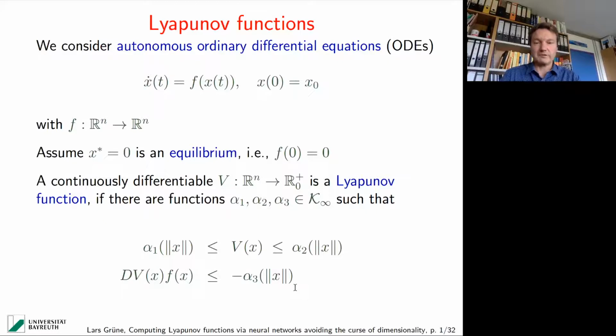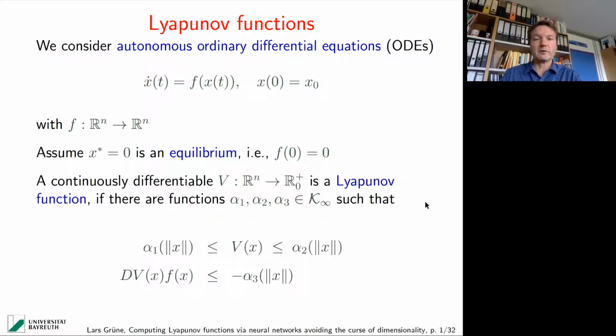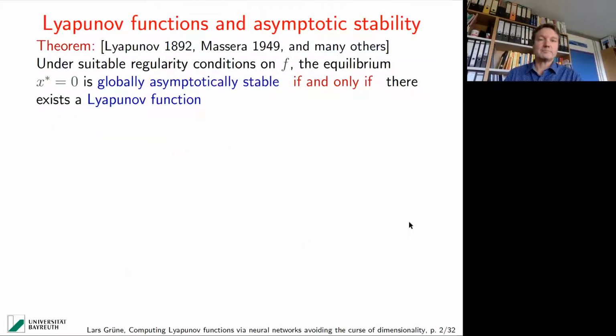on the orbital derivative. Now, what is a K-infinity function? A K-infinity function is a function which maps the non-negative reals into the non-negative reals. It's continuous, it's strictly increasing, it maps 0 to 0, right? So this is this point. And it grows unboundedly, which of course you cannot see here, right? So this is a K-infinity function, and then it is known that the classical definition of a Lyapunov function, as I showed you before, is equivalent to the existence of these three functions. Possibly we need some rescaling.